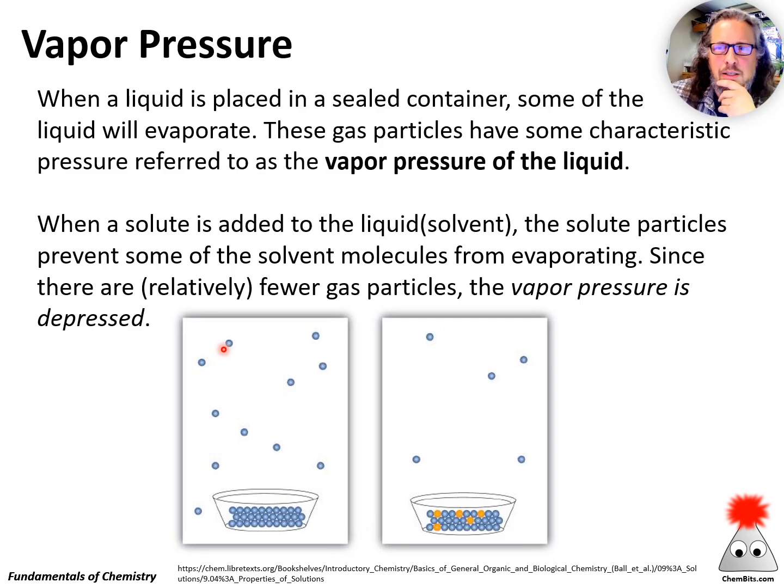If I have a liquid and I put it in a sealed container, it'll develop some vapor pressure above the liquid. So here's my liquid in a sealed container. Some of those liquid particles will evaporate, will go into the vapor phase. And if this is a sealed container, eventually it'll get to a point where the rate that solvent particles are escaping from the liquid to the gas phase is equal to the rate that they're condensing back from the gas phase into the liquid phase. So we'll end up with a consistent number of particles up here and a consistent pressure. That's what we call the vapor pressure of a liquid.